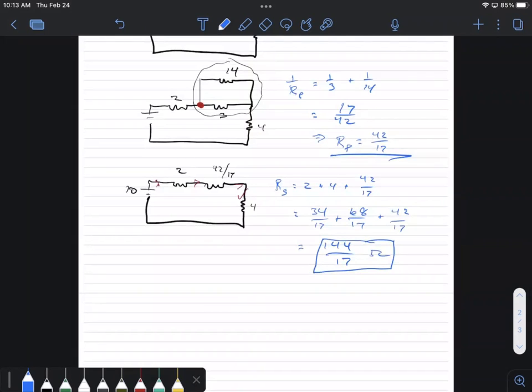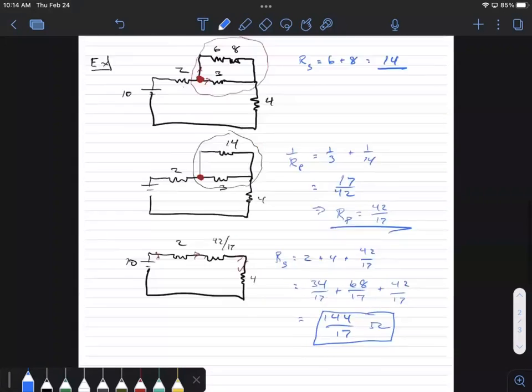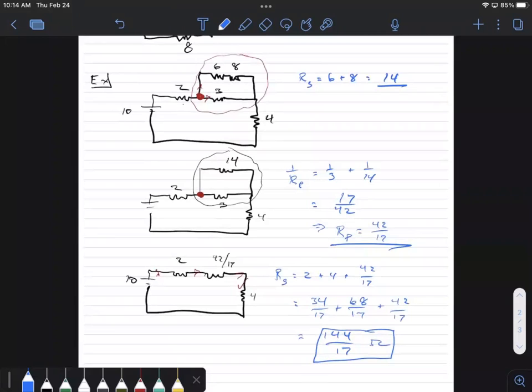Okay, combine them all in series. I'm now finished. Each step very easy, either series or parallel. And I'm always choosing to do the simplest thing I see in the circuit.